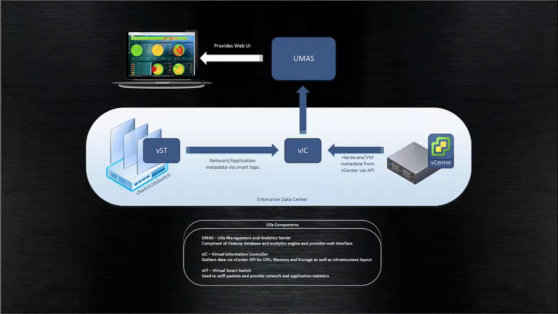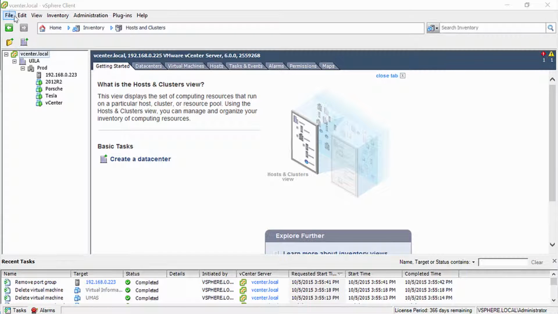The UMAS in this case is a virtual machine within your infrastructure and contains a Hadoop database to hold all of your metadata data points, as well as the analytic engine, and provides a web interface to your dashboard and monitors. Now that we know the various components, let's begin the process of deploying the UMAS first, followed by the VIC, and finally the smart taps.